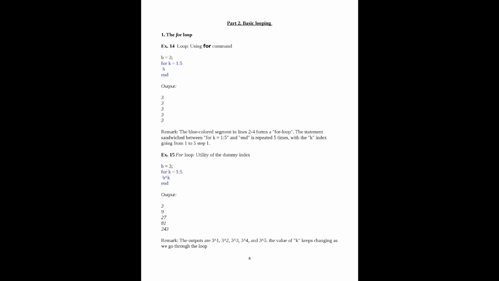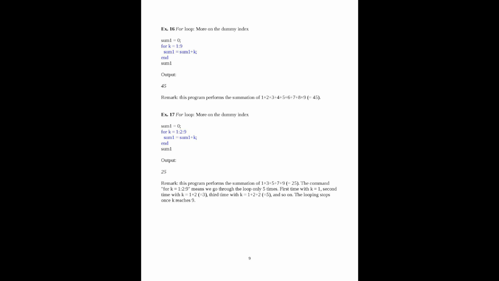Next, example 15 is a for loop, dummy index, b equals 3, and for k equals 1 to 5, means 5 iterations, 5 times it will display b to the power k. So k is 1 2 3 4 5, so every time 3 to the power 1, 3 to the power 2, 3 to the power 3, 3 to the power 4 and 3 to the power 5. So 3 to the power 1 is 3, 3 to the power 2 is 9, 3 to the power 3 is 27, 3 to the power 4 is 81, and 3 to the power 5 is 243. So this is the dummy index.